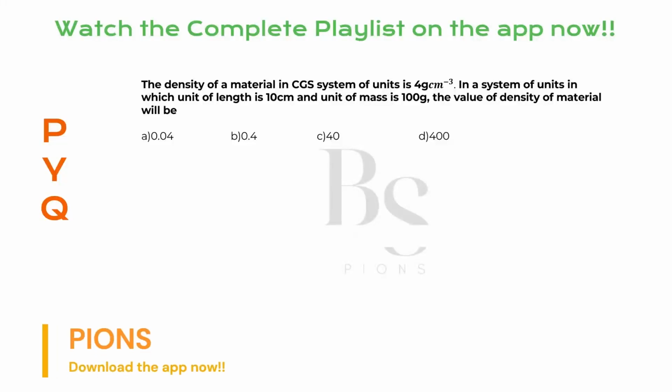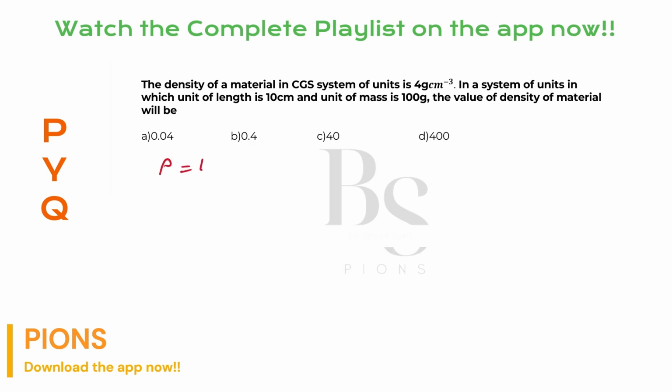The density of a material in the CGS system of units is 4 gram per centimeter cube. In a system of units in which the unit of length is 10 centimeter and the unit of mass is 100 grams, what will be the value of the density of the material? Clear? So in the CGS system, the given density is 4 gram per centimeter cube.